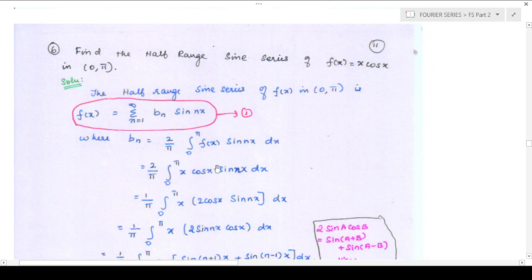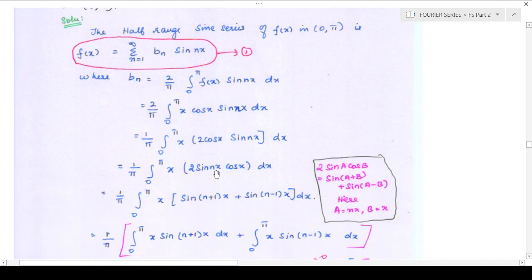Now substitute f of x as x cos x. You do one thing, club cos x and sin nx together. Take this 2 inside, right? First I'm writing 2 sin nx into cos x. You will be applying this formula here: 2 sin a cos b is sin of a plus b plus sin of a minus b. A is nx, b is x. So nx plus x, take x outside, it will be n plus 1 into x. A minus b is nx minus x, take x outside, it will be n minus 1 into x.